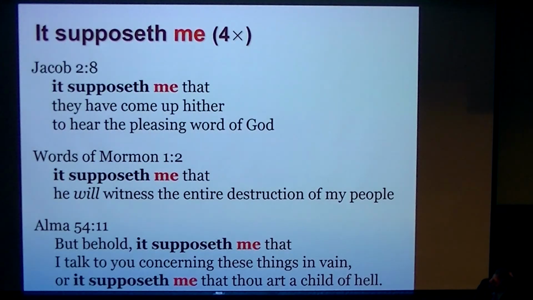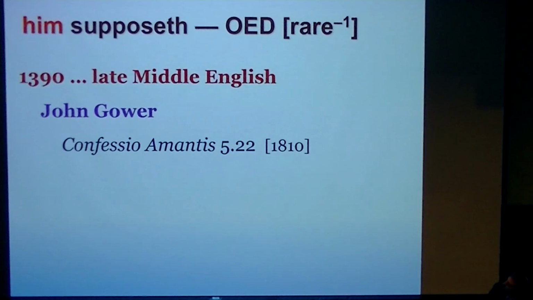Let's consider "it supposeth me." We have 4 of these, again, in the Book of Mormon. The hard-hitting one at the end, "it supposeth me that thou art a child of hell." "Him supposeth" is found 1 time according to the OED in the textual record. The same kind of syntax. The status is rare, 1 attestation in this formation.